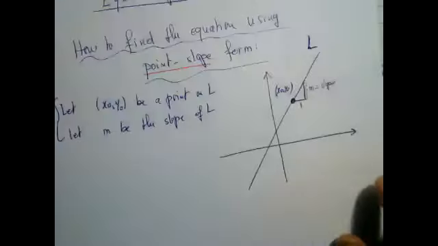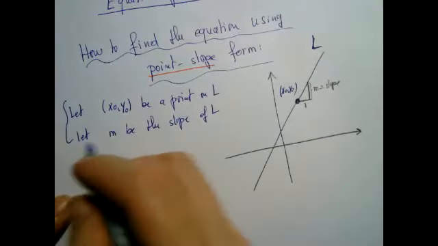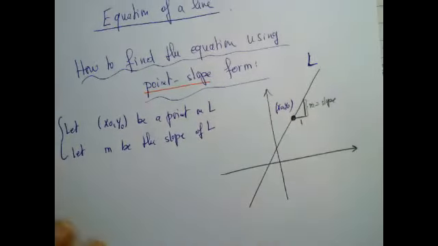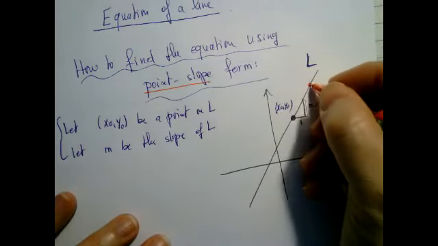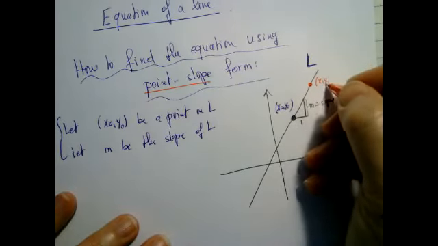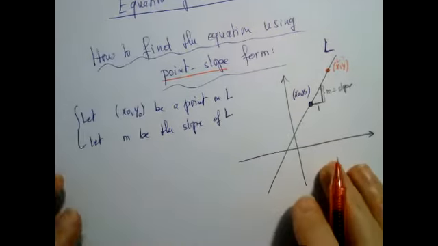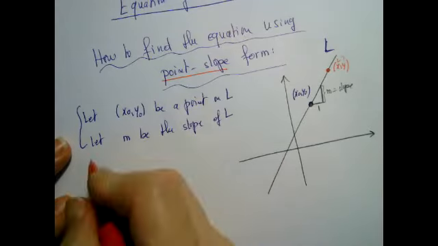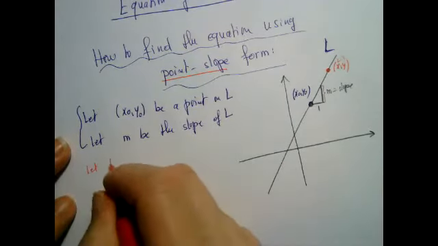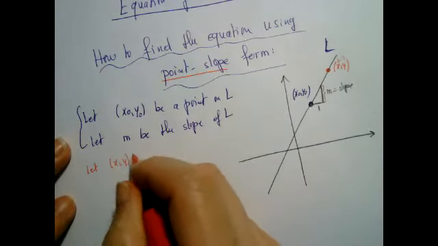I want to find the equation. The way we're going to think about it is the following. What does it mean to find the equation? I'm going to draw any point on the line, and call it (x, y). My goal is to give you the equation that relates x and y. So how are we going to find this equation? We say let (x, y) be any point on the line.